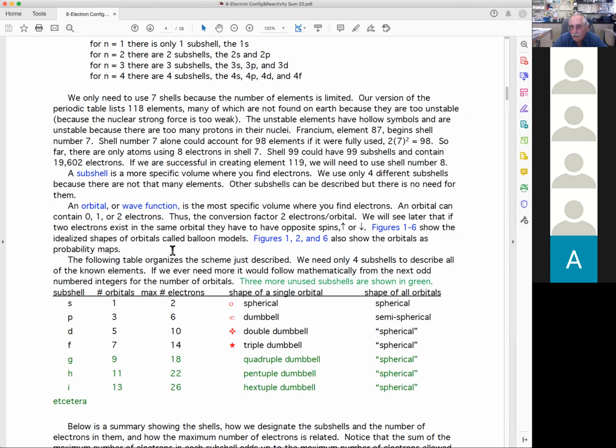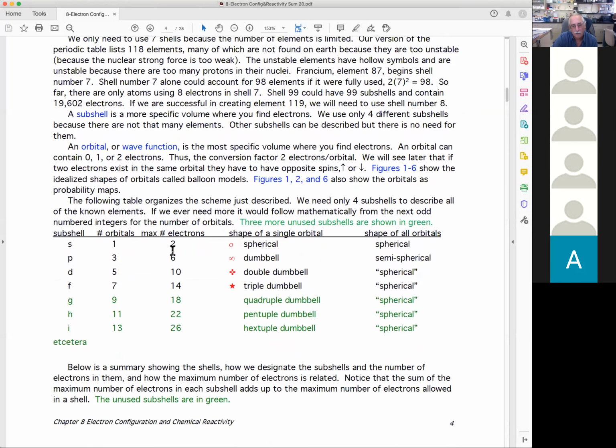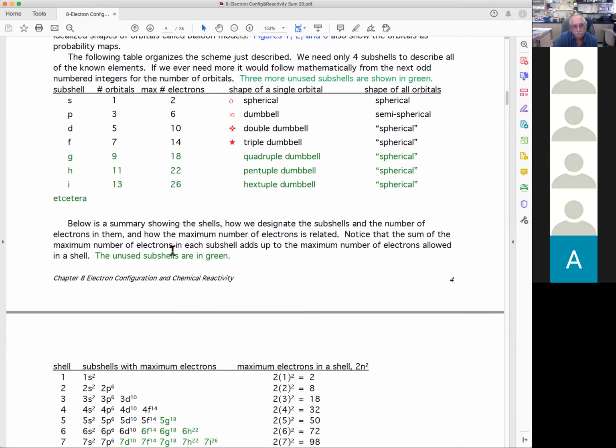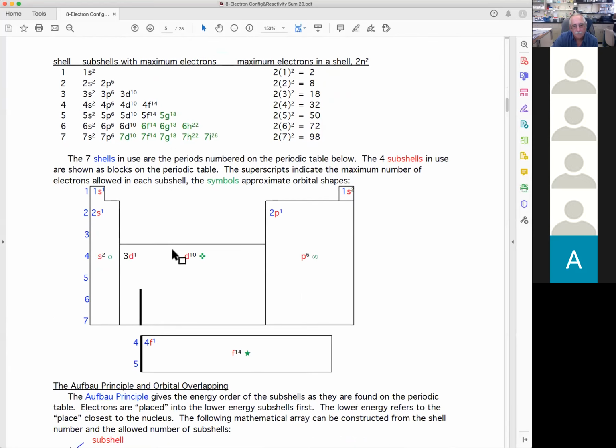So I'm just trying to get you the big picture so that when we come back on Monday, we can get into a little bit more detail. So for example, I'm going to show you this. Here's the S's, here's the P's, here's the D's, and here's the F's. So all this correlates to the periodic table.